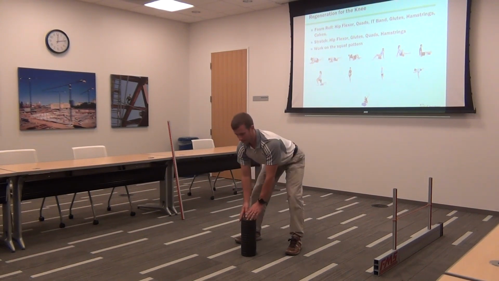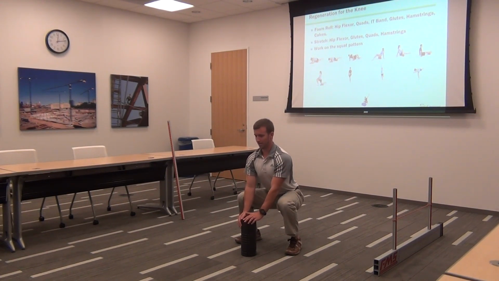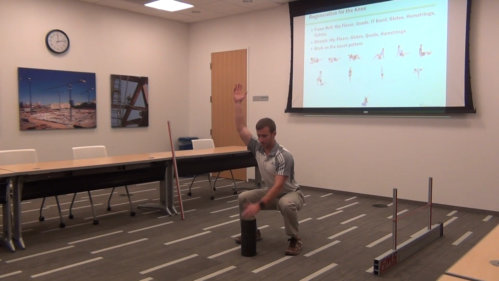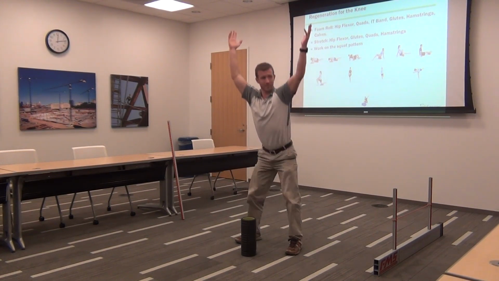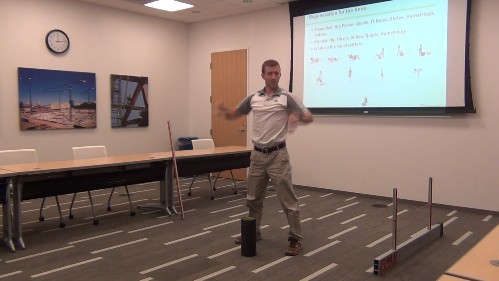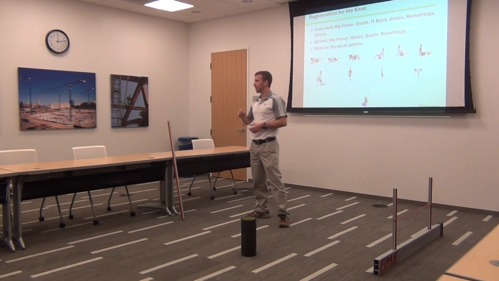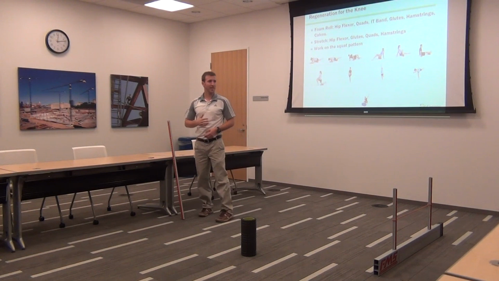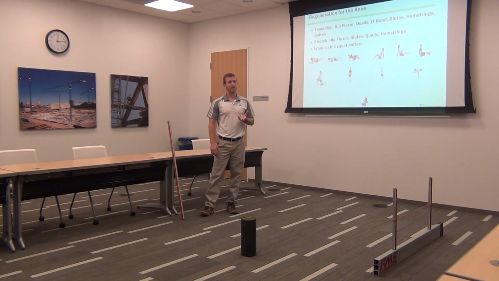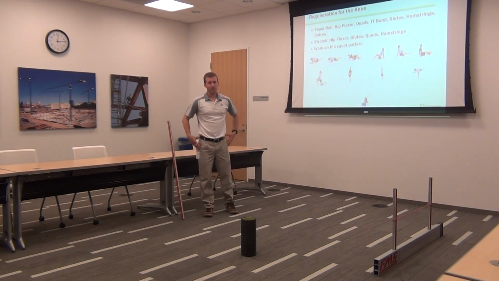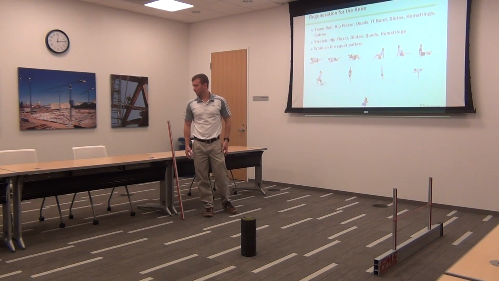Now we're going to drop down, bring up one arm, bring up the other arm, and stand up. What we're doing is trying to retrain those tiny muscles in the hips that are not doing anything, they're on vacation, trying to retrain them to turn back on so that our big muscles can do what they're supposed to do.